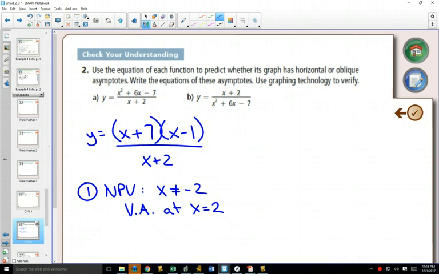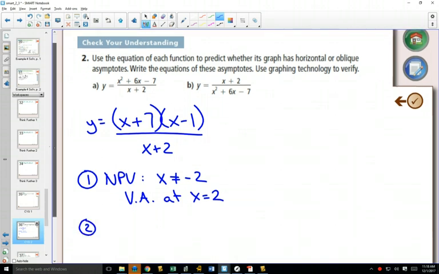So it has a vertical asymptote. That's going to be important. Now we're going to look, does this one have a horizontal or an oblique asymptote? So the second thing you're going to look at is whether things have horizontal asymptotes or oblique asymptotes.